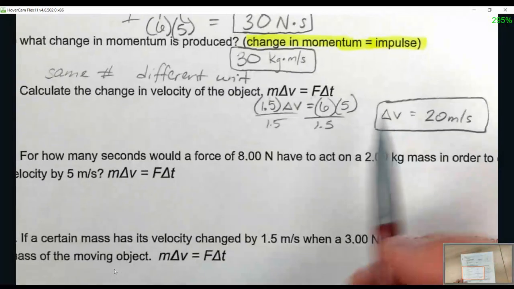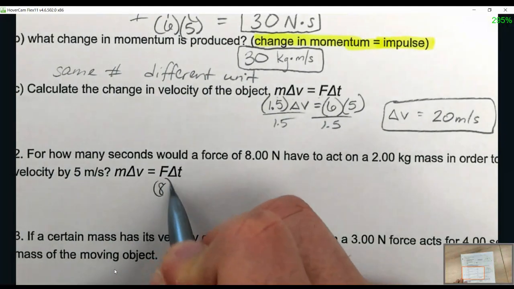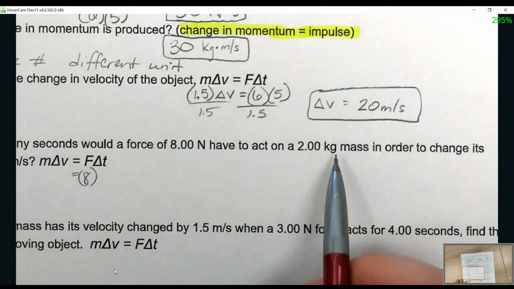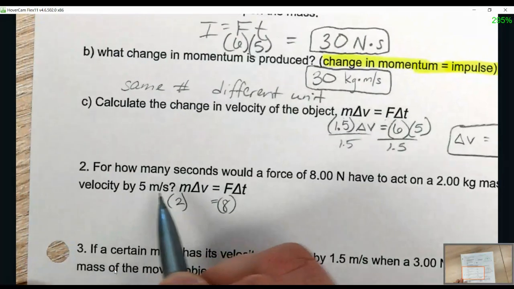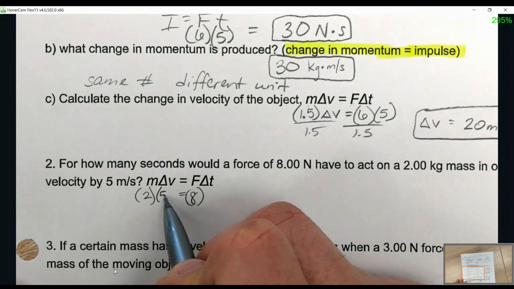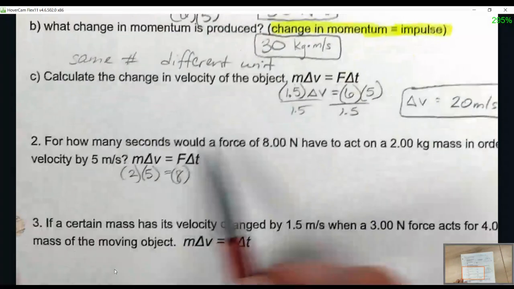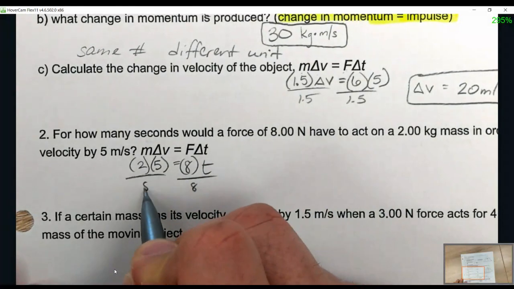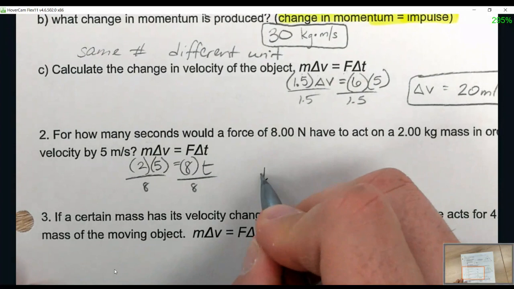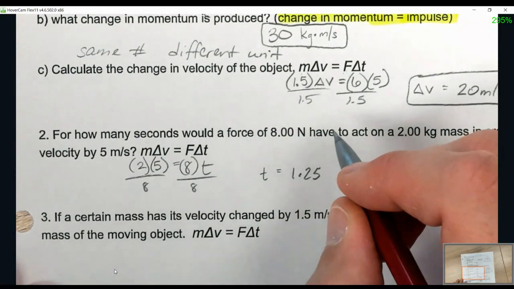The next problem, force, 8 newtons. I'm going to put 8 directly under F, bring down the equal sign. kg goes under M, that's 2. Velocity, meters per second, is under V. So we're looking for how many seconds, how much time. So to get T by itself, you're going to divide both sides by 8. 2 times 5 is 10. 10 divided by 8 comes out to be 1.25 seconds.